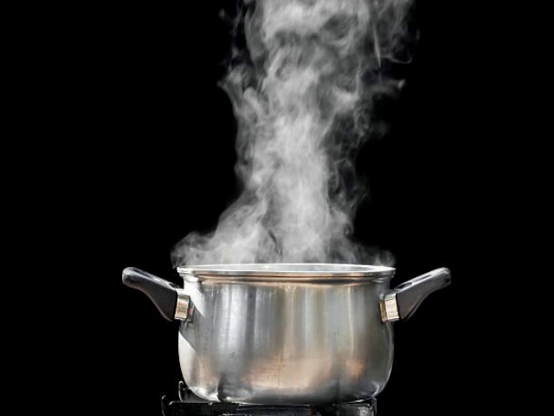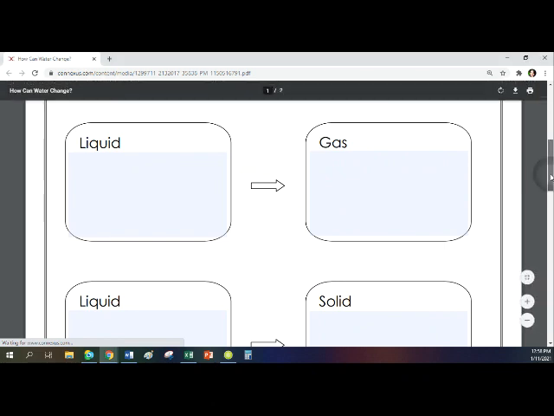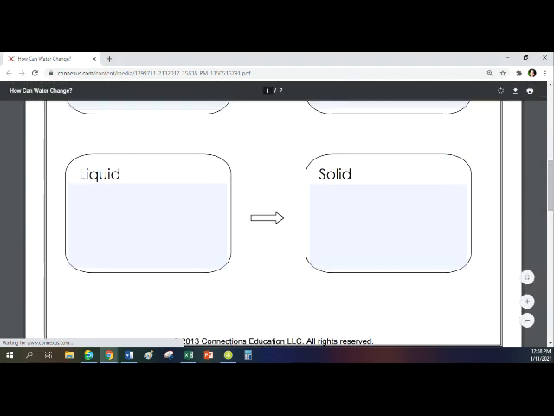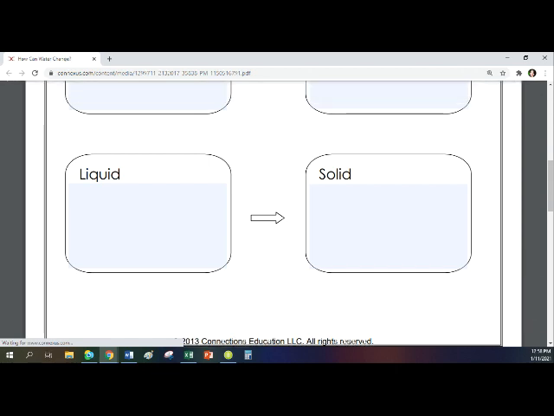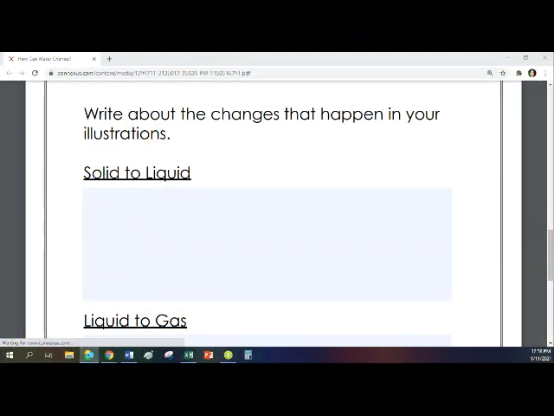Now let's look at your worksheet again. I see below that liquid to solid. So now we're going back. We're changing back from that gas to that liquid. That would be our glass of water, right? So we don't have our gas state anymore. Now we have our liquid state, which is our glass of water, maybe your small puddle, and we're changing it back to a solid. So that would be those ice cubes, right? That frozen water. Once you draw all of these pictures, you're going to scroll down on your worksheet, and it looks like this. Write about the changes that happen in your illustrations.